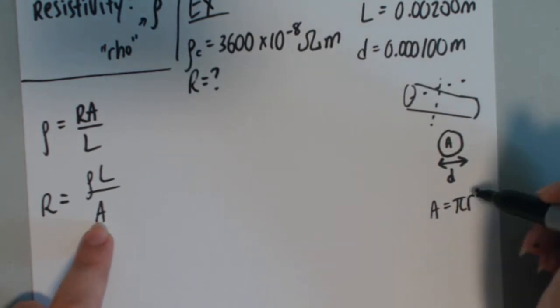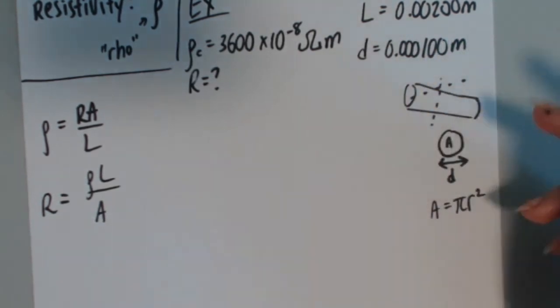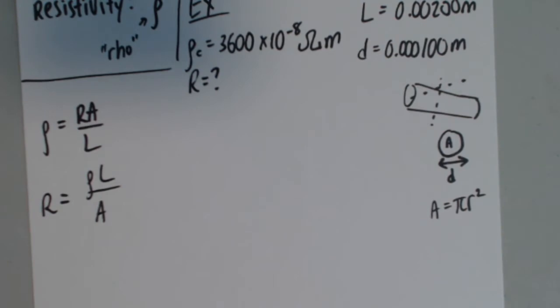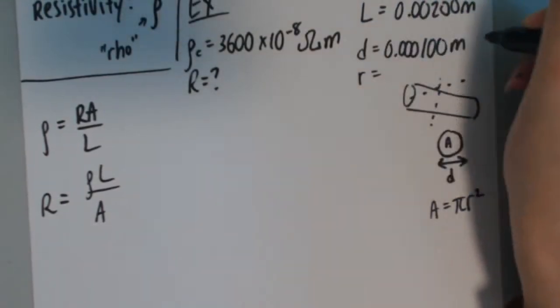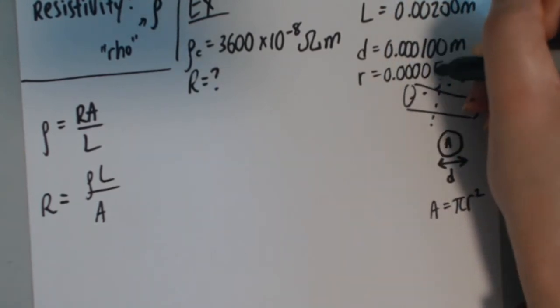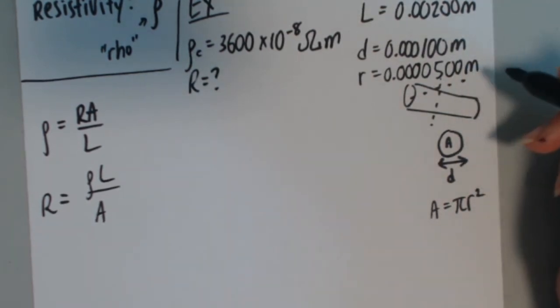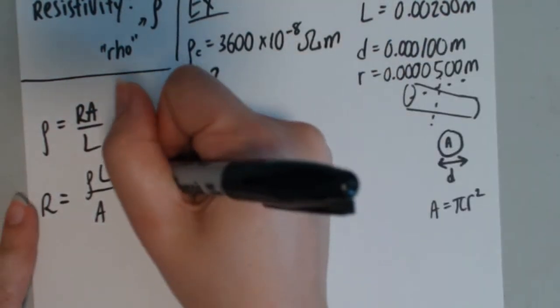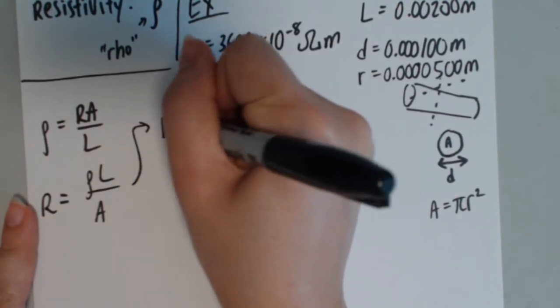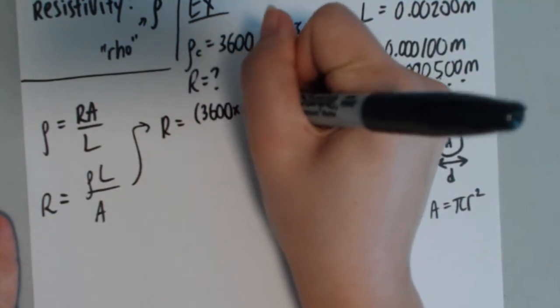Now, in pi r squared, what is diameter? Diameter is twice the radius. So to take the diameter and divide it by 2, we're going to get the radius. So dividing this number by 2, we're going to have 0.0000500 meters. Okay, so we just halve that. All right, so we are going to now calculate R. So R is rho. Everything's in SI units, so we're good to go on that front.